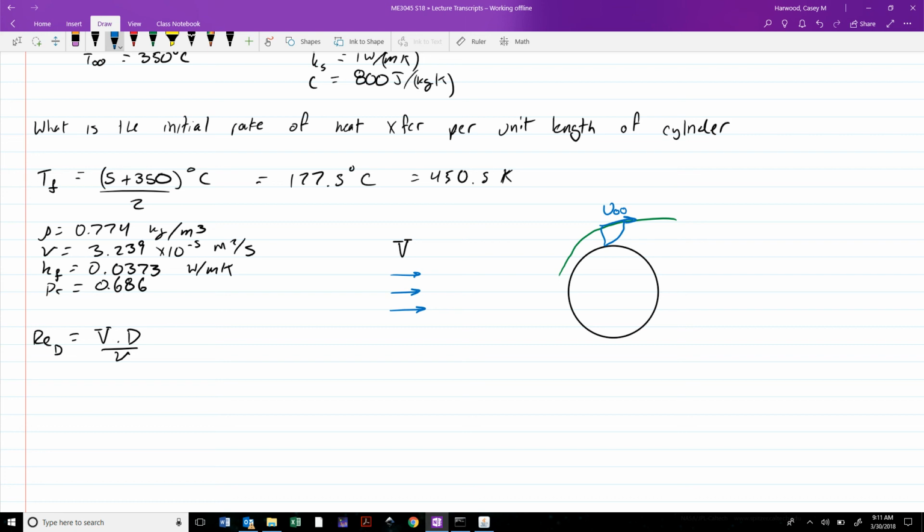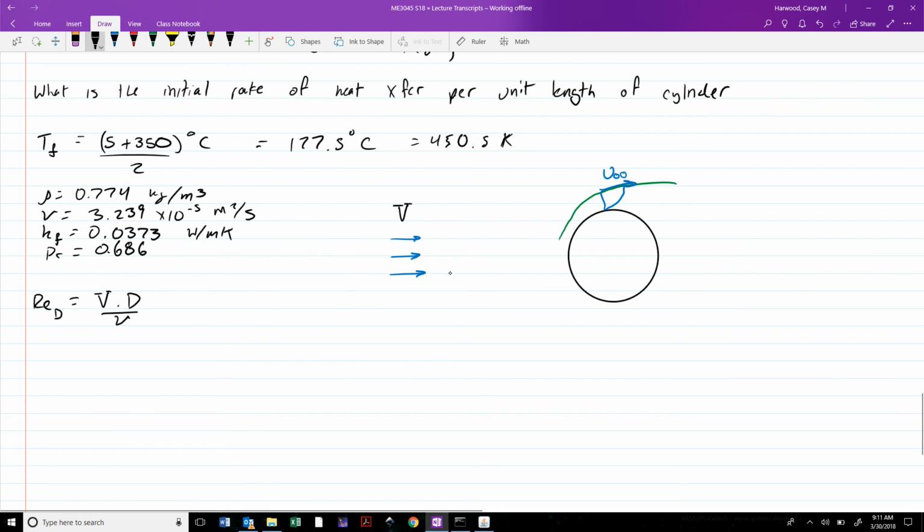So anyway, the Reynolds number based on diameter is going to be this incoming flow velocity times diameter over viscosity, which is going to be 50 meters per second times 0.02 meters, so diameter, over 3.239 times 10 to the negative fifth meters squared per second. Works out to a number 3.09 times 10 to the fourth. Okay.